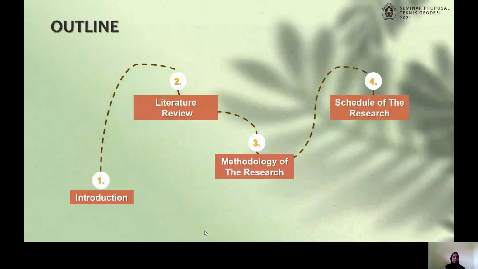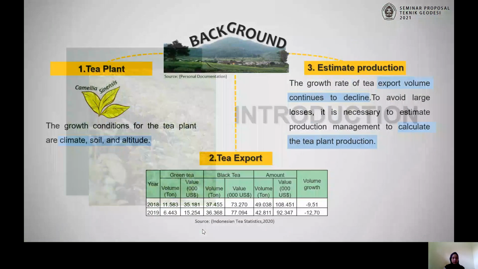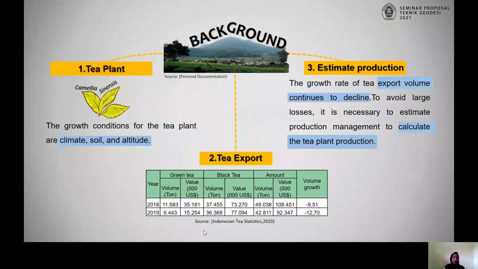I have divided my presentation into four main parts. First, introduction. Second, literature review. Third, methodology of the research. And fourth, schedule of the research. So let's get started with introduction. First of all, I will talk about background research.